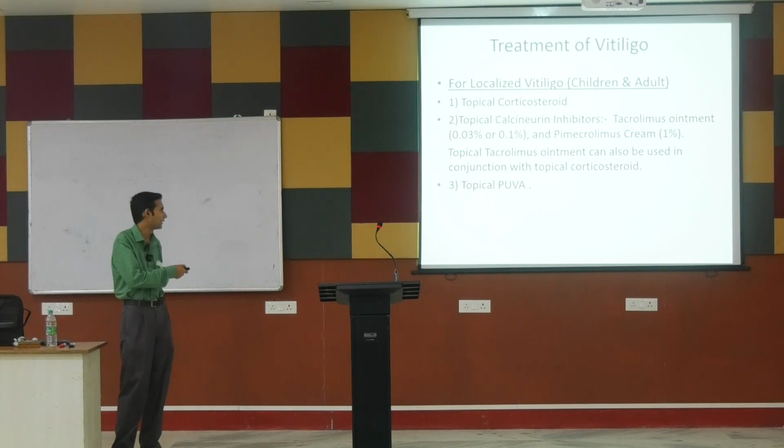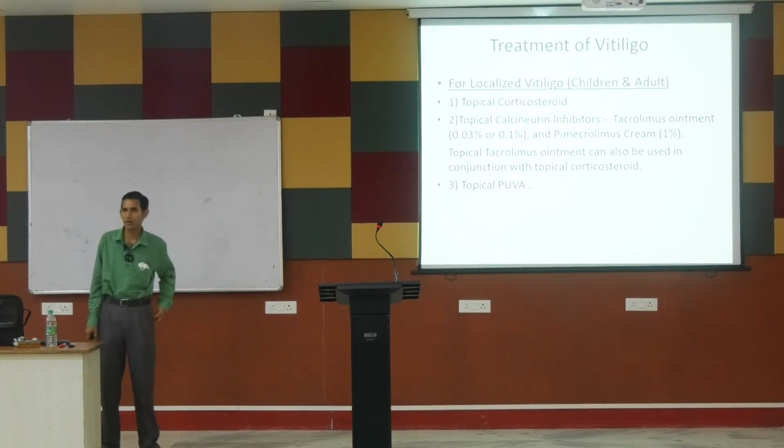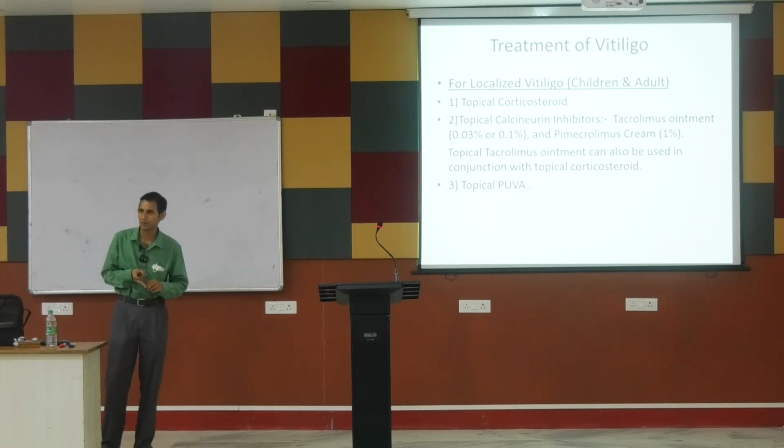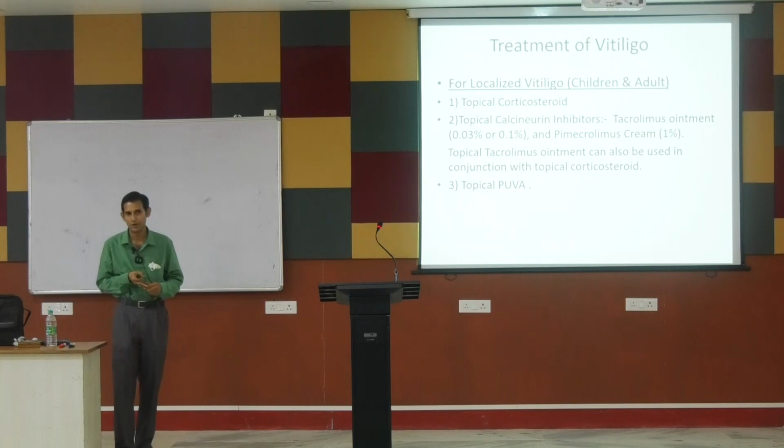And lastly, topical PUVA therapy. What is topical PUVA therapy? Topical PUVA therapy is given for localized lesions. Suppose the vitiligo patch is present on the dorsum of the hand or particularly the foot; topical PUVA therapy can be given. It is usually given with methoxsalen solution.